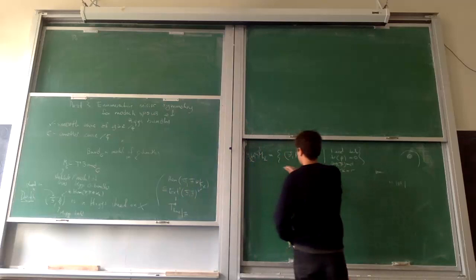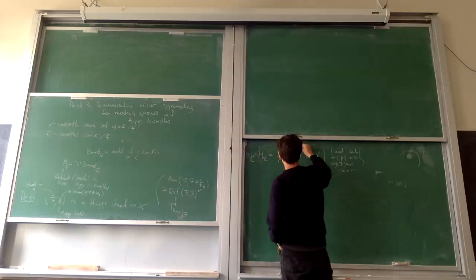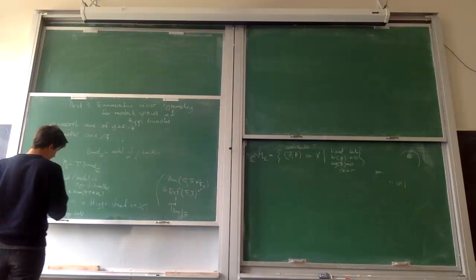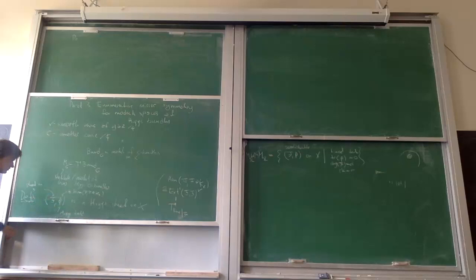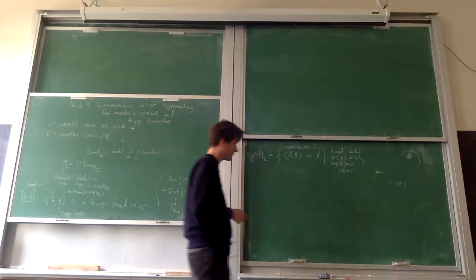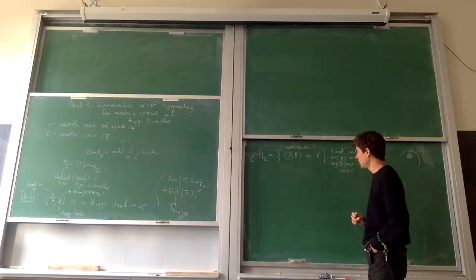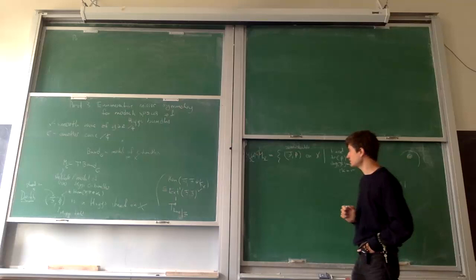So this will be the semi-stable locus, and the stability is defined just as for bundles, but you evaluate the stability function on those subsheaves that are invariant with respect to the Higgs field, that is, whose inclusion commutes with the Higgs field. So this is a moduli space of SL_N Higgs bundles on a curve X.